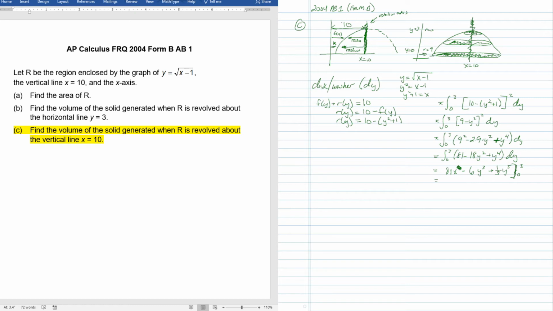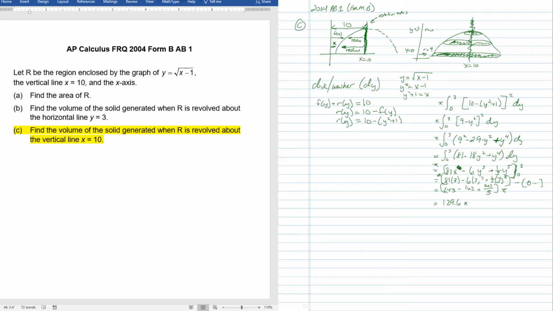Okay, well, I took a pause there. I confirm that if I go 81 times 3 minus 6 times 3 cubed plus 1/5 times 3 to the 5th, which then, of course, will all be subtracted by 0 being plugged in. This is 243. 3, 9, 27. 27 times 6, I believe, was 162. And 3 to the 5th is 243 fifths. And this all worked out to be 129.6 pi, because all these were multiplied by pi.